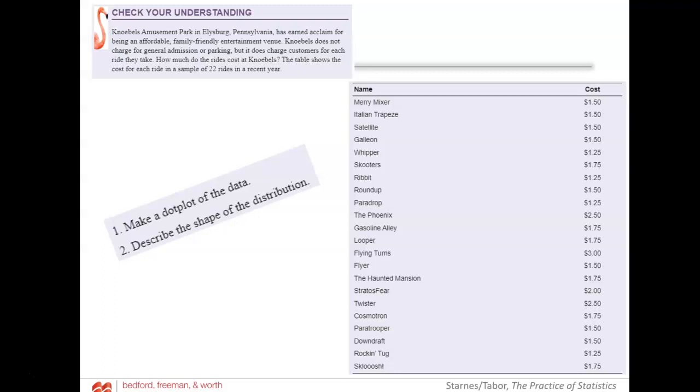It's an amusement park in Ellisburg, Pennsylvania, that has earned acclaim for being an affordable, family-friendly entertainment venue. Knoebels does not charge for general admission or parking, but it does charge customers for each ride they take. How much do the rides cost at Knoebels? The table shows the cost for each ride in a sample of 22 rides in a recent year. Cool. All right. So what we're tasked with here is we're going to make a dot plot of this data, and then we're going to describe the shape of the distribution.